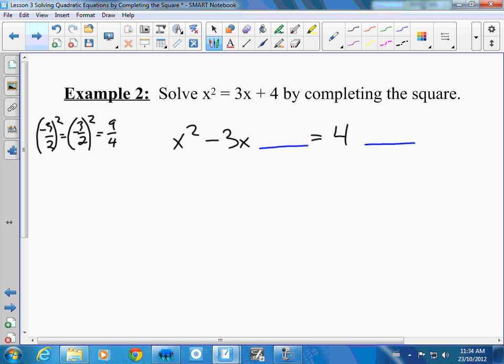So now, if I add 9 over 4 here, now, careful with this one. Because it's on either side of the equal sign, if I add 9 over 4 here, what do I have to do to this side? Add 9 over 4. Do you see it's different than the way we've been doing in the past? It's not ridiculous.